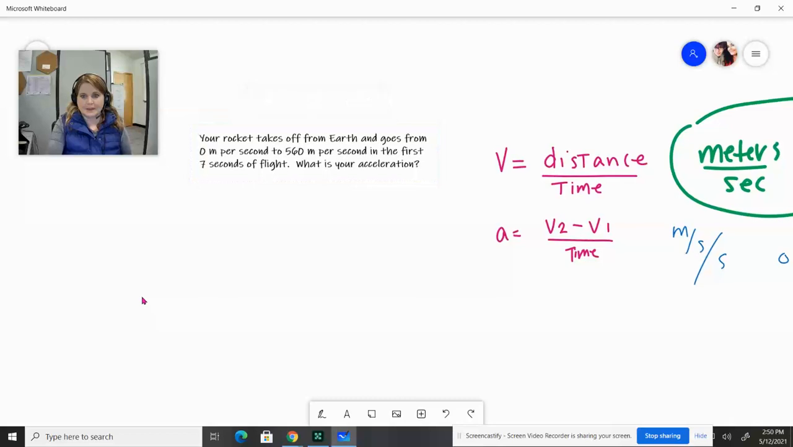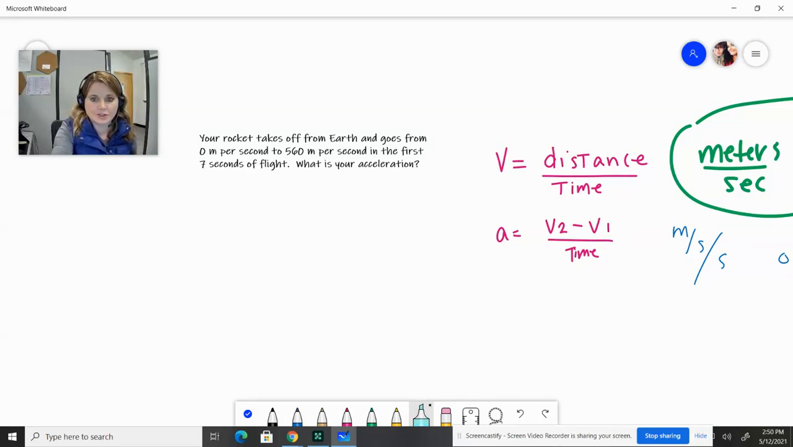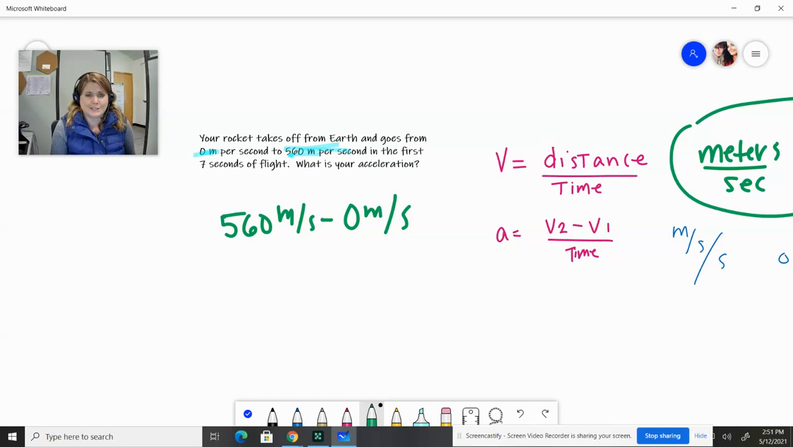All right. So we have two velocities. We have v2 and v1, right? So here's our v2. What we ended up with, 560. We started off at 0. So we are going to take our 560, v2 minus v1. Well, 560 minus 0 is just 560, right? So that's pretty easy. We're just going to do that part right away. Simplify it right away.